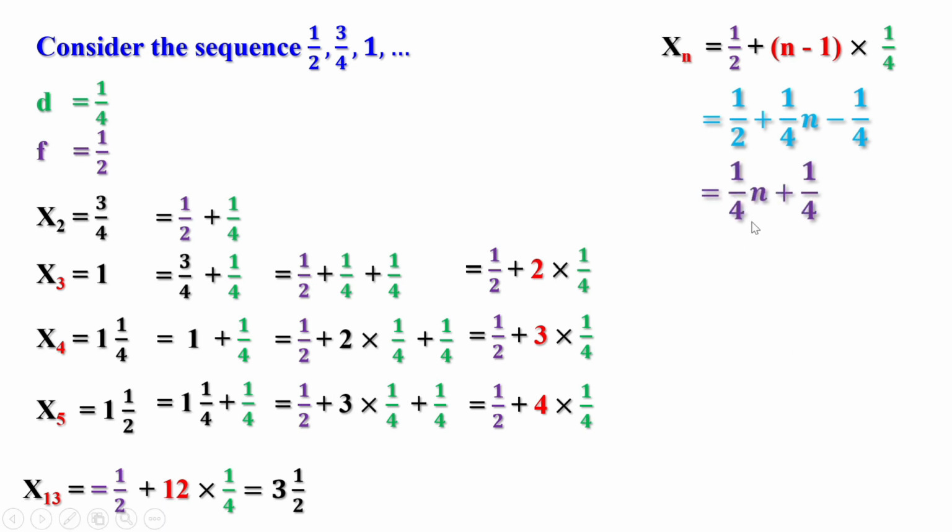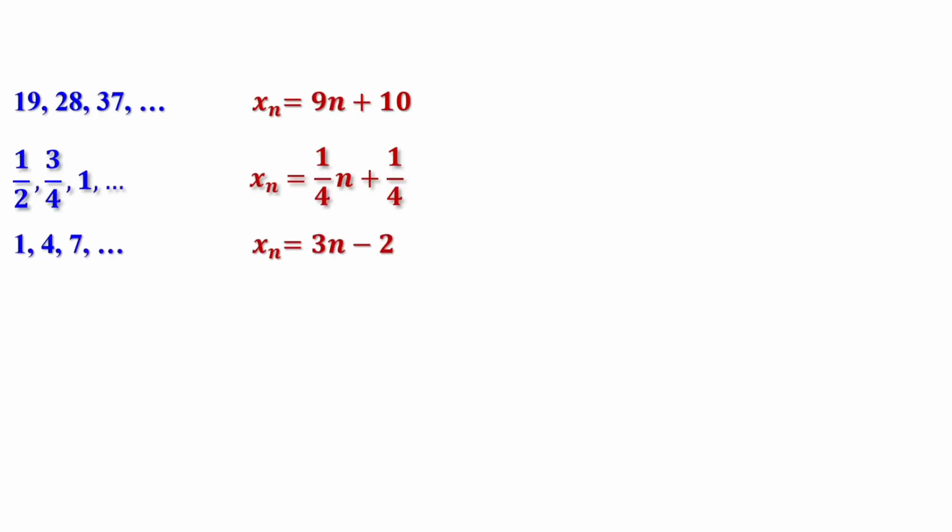Let us give values. When n is 1, we get 1 by 4 plus 1 by 4. That is 1 by 2, the first term. When n is 2, we get 2 by 4, that is 1 by 2, plus 1 by 4. That is 3 by 4. When n is 3, we get 3 by 4 plus 1 by 4. That is 1. These are the sequences and algebraic expressions which we have discussed now.